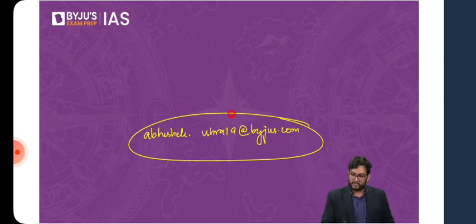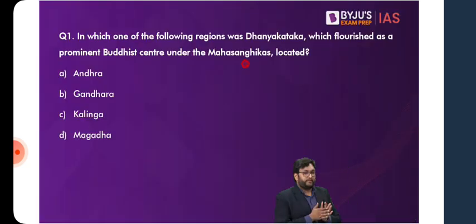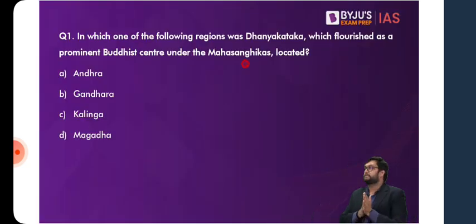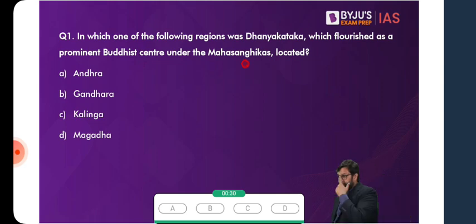This is 2023. In which one of the following regions was Dhanyakantaka, which flourished as a prominent Buddhist center under the Mahasanghika, located? Go through your idea of ancient and medieval and you know this answer. Come on, give me an answer. Come on.